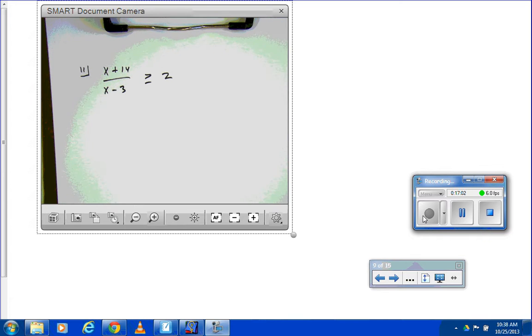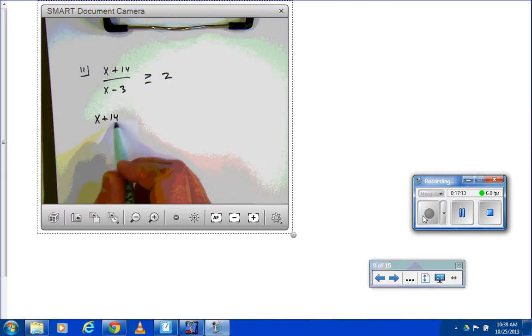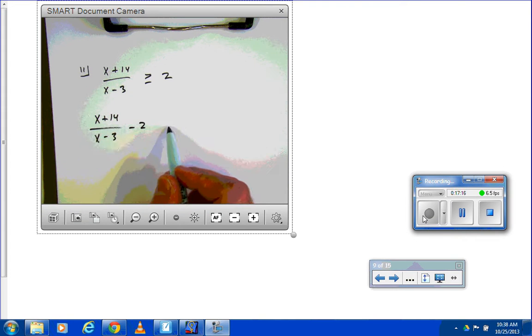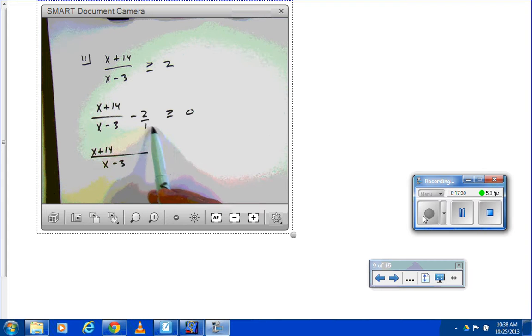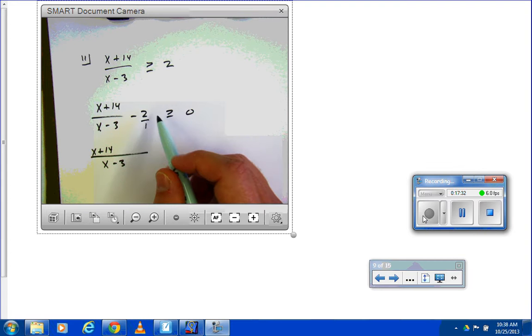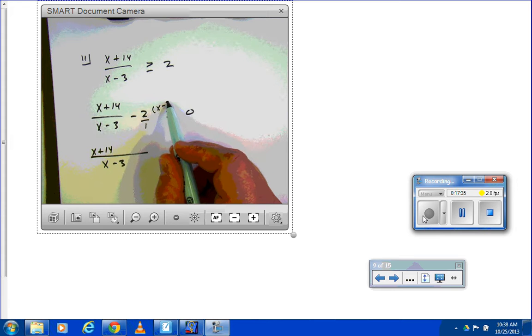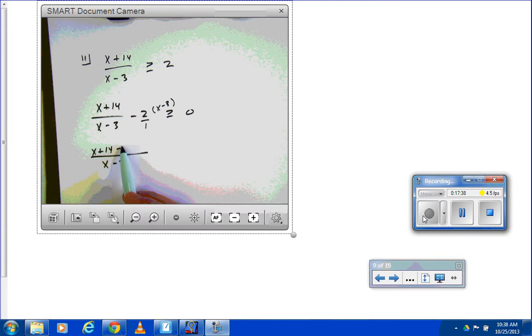So now, these are rational inequalities. On rational inequalities, they have to be set to 0, and they can only be one fraction. So I've got to pull the 2 over and combine it here, which means I've got to get a common denominator. The common denominator is going to be x minus 3. So we'll bring this down. I'm going from 1 to x minus 3, so I'm going to have to multiply this by x minus 3. That gives me negative 2x plus 6.